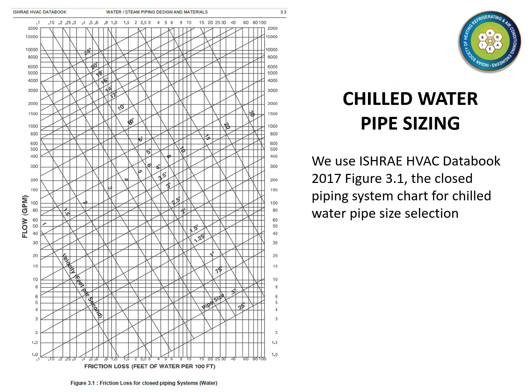In order to decide the size of the chilled water pipe, we use ISHRAE HVAC Databook 2017 figure 3.1, which is the closed piping system chart. If we know the flow rate and the acceptable friction loss per 100 feet of pipe, we can then pick off the pipe diameter from the chart. We can also pick off the corresponding water velocity in feet per second.